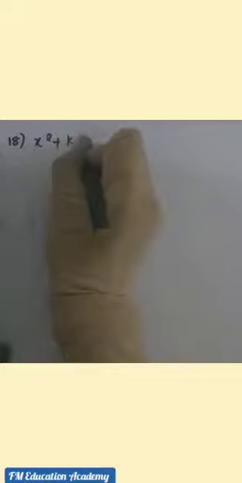Moving on to the 18th question. If x square plus kx plus 1 is equal to 0 has the root x is equal to 1, then what is the value of k? Okay, very easy. It is already telling that x is 1. If x is 1, in place of x you substitute 1 and find the value of k easily. Given x square plus kx plus 1 is equal to 0, and x is equal to 1.